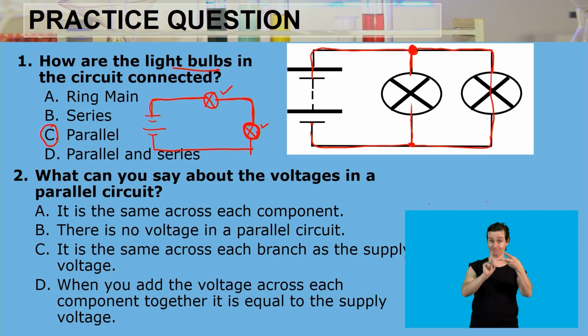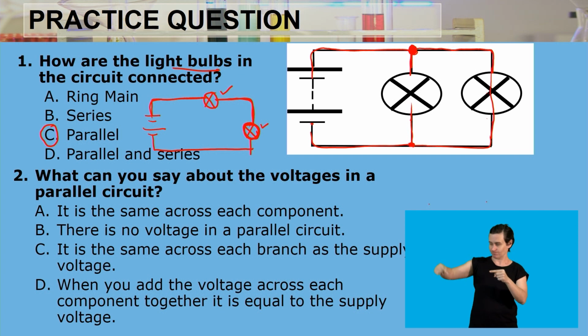So question 2 now is asking us, what can you say about the voltages in a parallel circuit? So the options are, A, it is the same across each component. B, there is no voltage in a parallel circuit. C, it is the same across each branch as the supply voltage. And then option D, when you add the voltage across each component together, it is equal to the supply voltage.